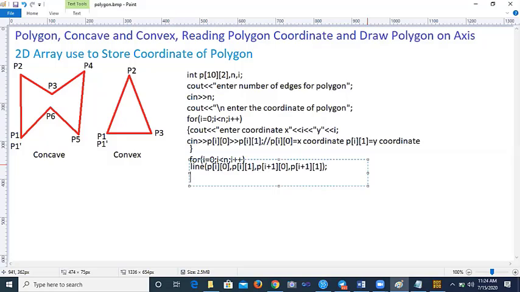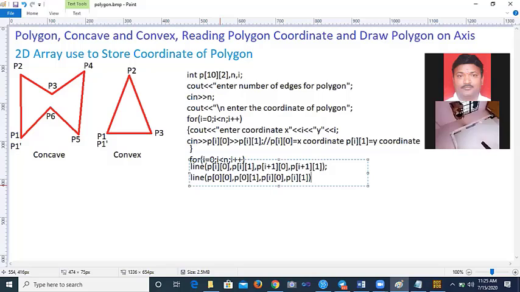Now the last point to the first point, because I have to initialize here. See, P1 to P2, P2 to P3, P3 to P4, P4 to P5, P6 to P1 again. So I have initialized last point to the first point. So here also you have to use line. What is my last point? Suppose I am starting with the first P of 0, 0. This is my first point. P of 0, 1. And my last point is P of I 0 and P of I 1. Got it? This is the way you can assign the last point to the first point.